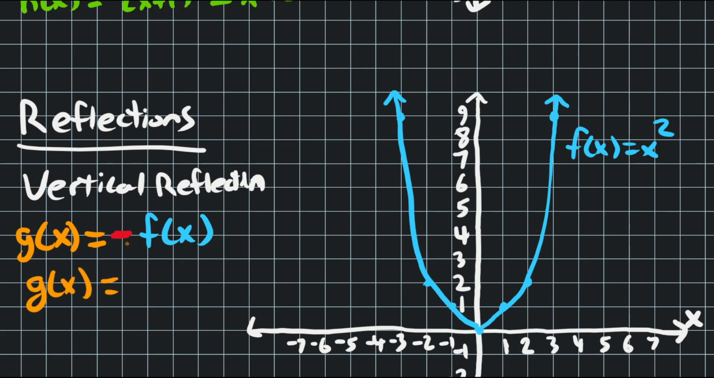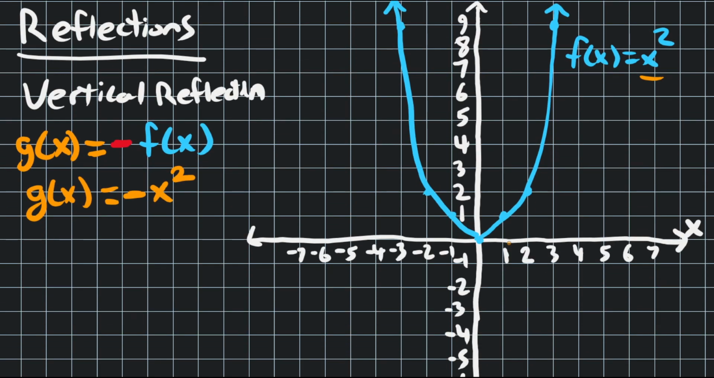So let's figure out that formula. What is negative f of x? Well, we know f of x is x squared. So this is just negative x squared. So how do we graph g of x equals negative x squared? It is simply this parabola in blue flipped upside down. So let's start at 0, 0. 0, 0 stays in the same spot because we're flipping it across the x-axis, and it's already on the x-axis.